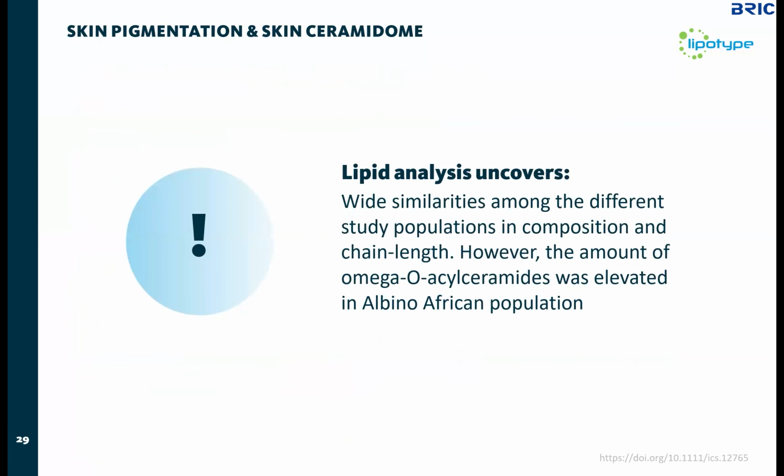So this analysis shows that there were wide similarities among different study populations in composition and chain length of skin lipids. However, the total amount of ceramides and the amount of omega-OSL ceramides was significantly elevated in the albino African population.